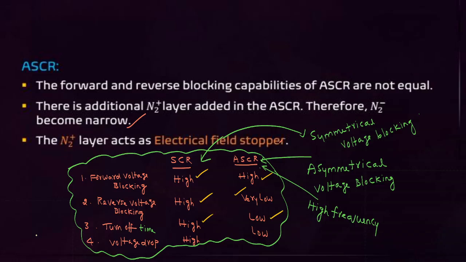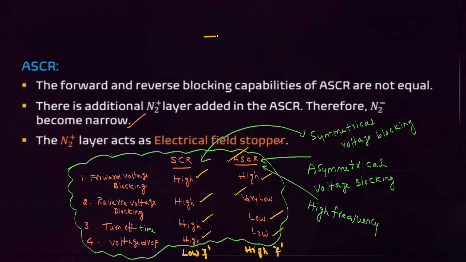This is the advantage. ASCR is designed for low turn off time. Voltage drop is high in SCR. Voltage drop is less in ASCR. Because turn off time is low, ASCR is used for high frequency applications. SCR is for low frequency applications, and ASCR is used for high frequency applications.